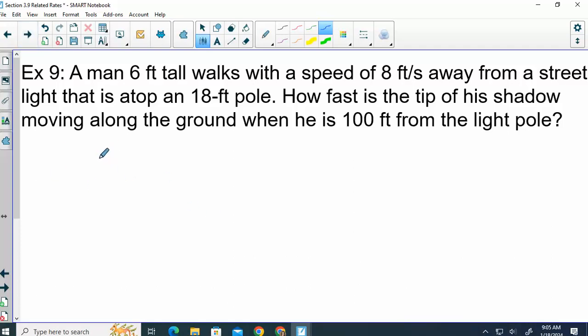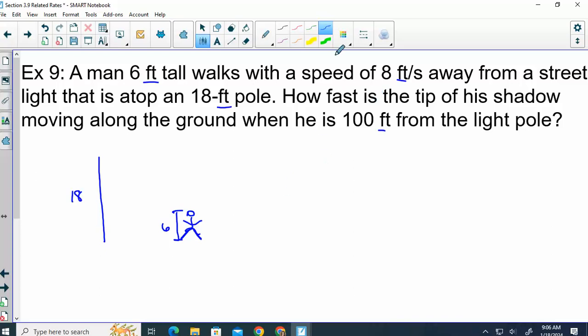So here's the light pole. We know it's 18 feet tall. Quick check, all the units match, so we're okay. If something were in inches and something were in feet, we'd have to make them match. Our man, he is 6 feet tall. And I know how fast he's walking. I'm trying to find how fast the shadow is moving.